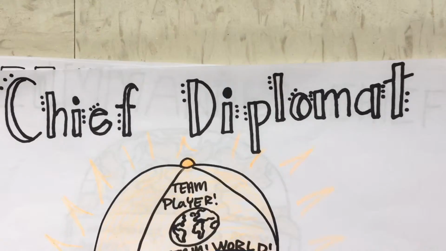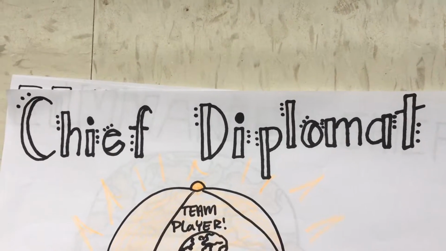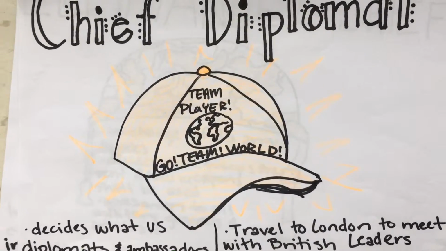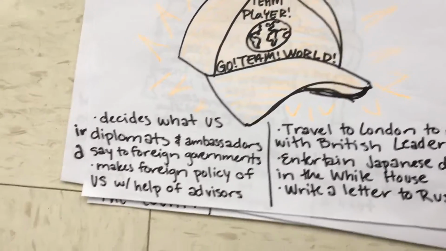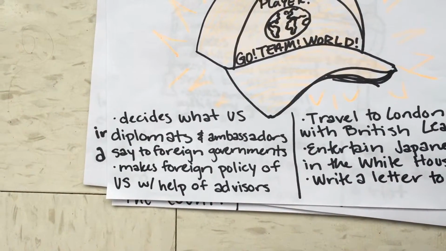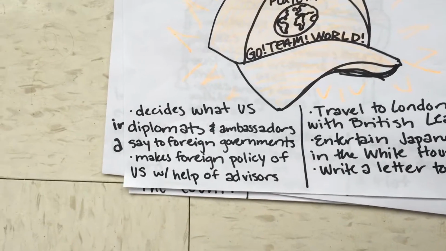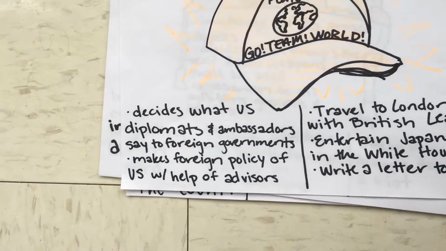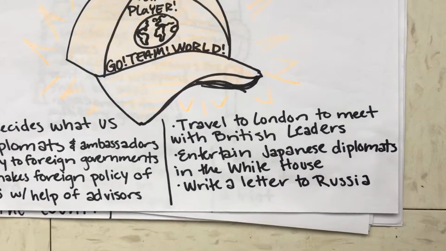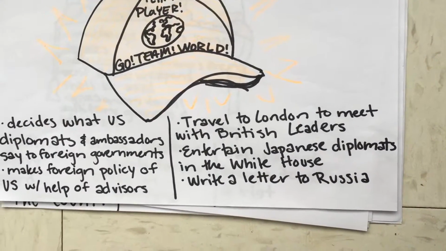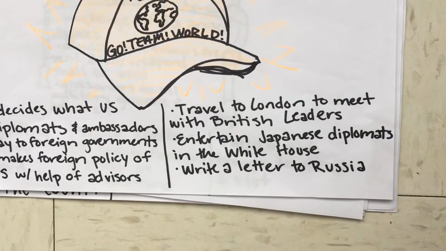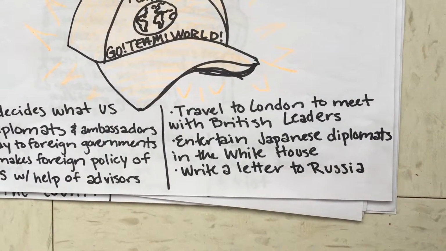Also, the president wears the baseball hat of the chief diplomat. As the chief diplomat, the president decides what the U.S. diplomats and ambassadors say to foreign governments, because saying the wrong thing is a no-no. He makes foreign policies of the United States with the help of advisors. This is important. For example, the president will travel to London, England, to meet with British leaders, such as Queenie, but most importantly, members of Parliament.